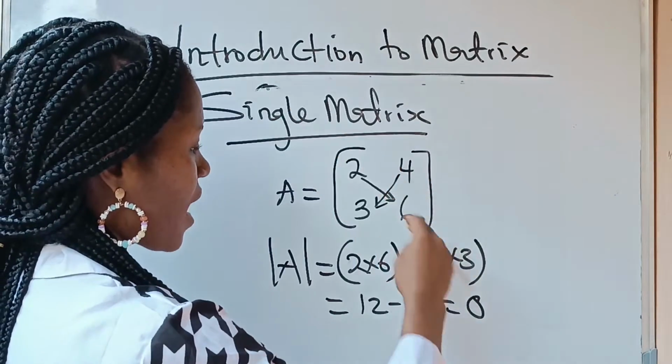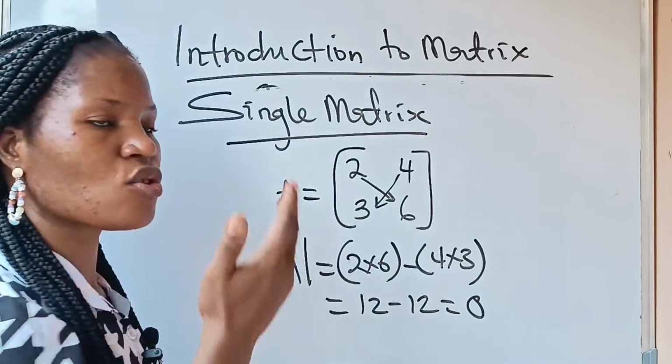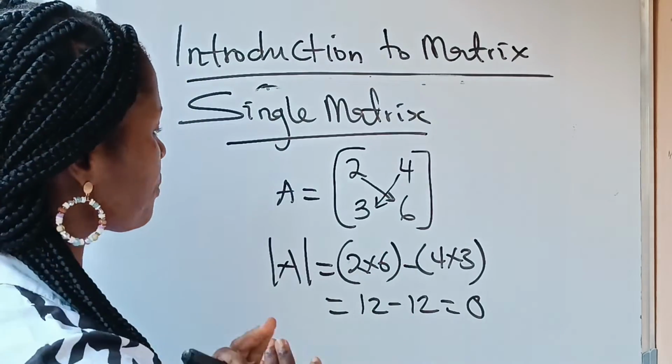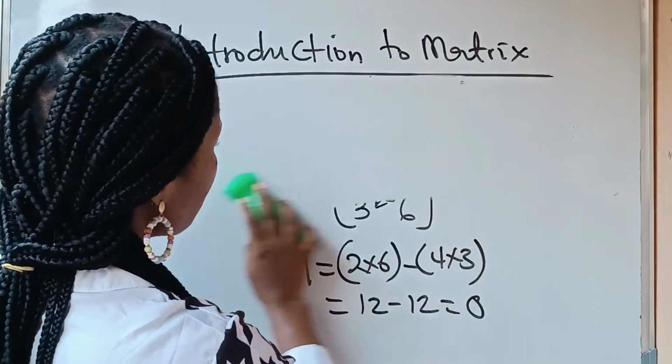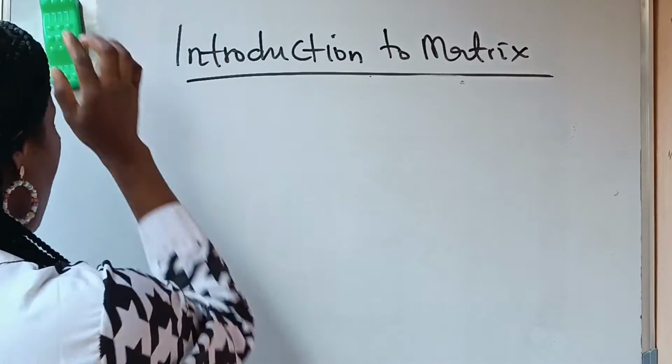Just do your right diagonal, subtract your left diagonal. That is it. Now we are through with what a single matrix is all about.